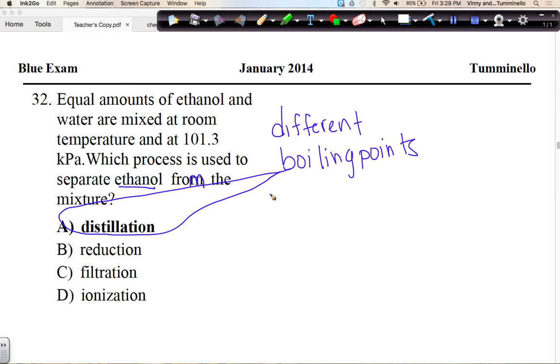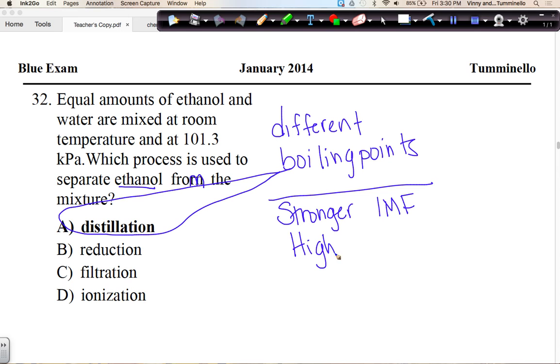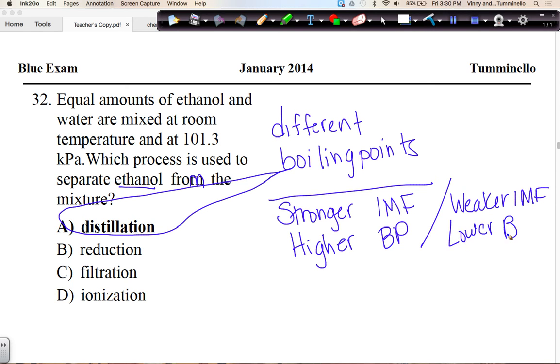We also happen to know, as a side note, that the stronger the intermolecular forces of attraction, the higher the boiling point for a substance, and weaker intermolecular forces means a lower boiling point. The substance with the weaker intermolecular forces and the lower boiling point will be collected first from distillation.